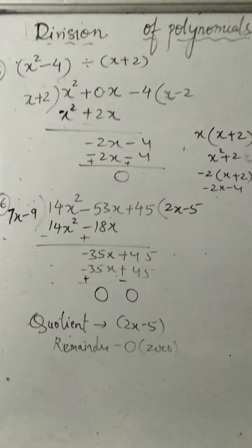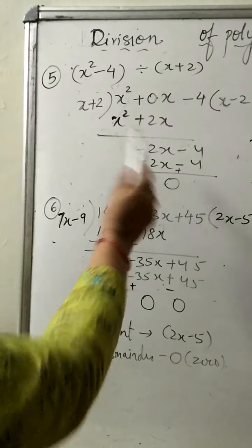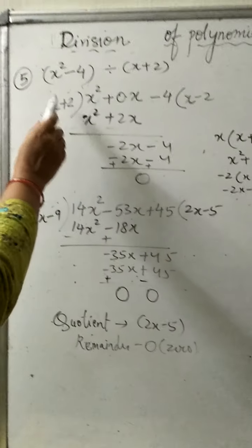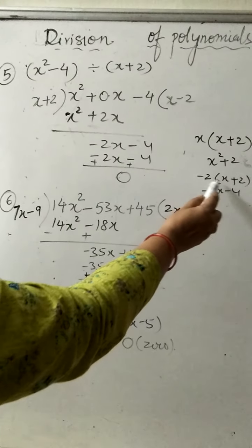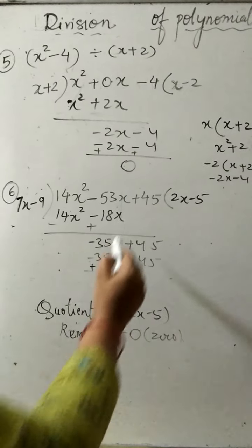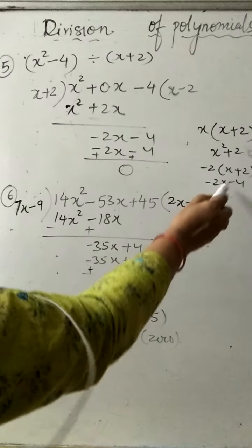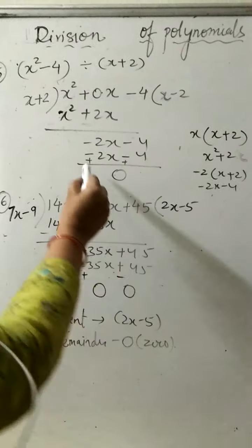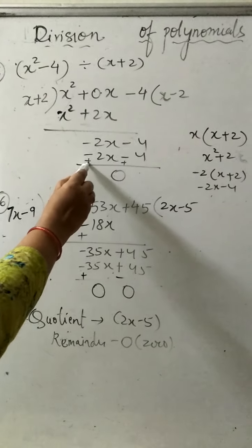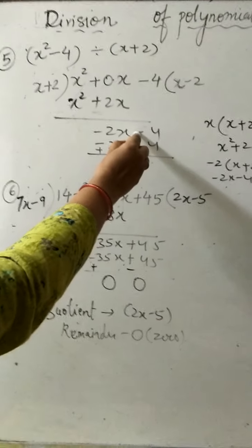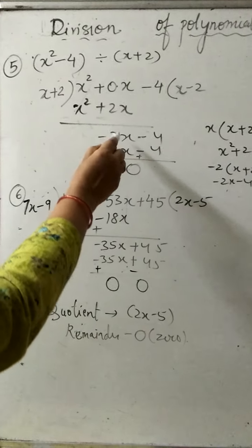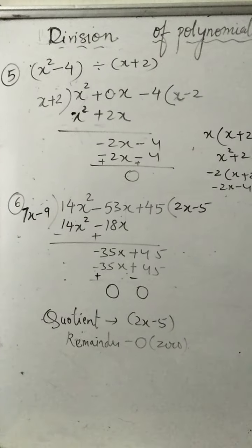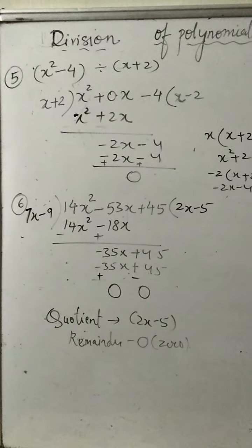Now take minus 4. Now we want minus 2x to get cancelled. So what should we multiply with this expression so that you get minus 2x? x is here, so we put a minus sign: minus 2 into x plus 2. So you will get minus 2x minus 4. Now again you have to change the sign. So minus will become plus and minus will become plus. So plus 4 minus 4 is 0, and minus 2x plus 2x becomes 0. So your quotient is x minus 2.